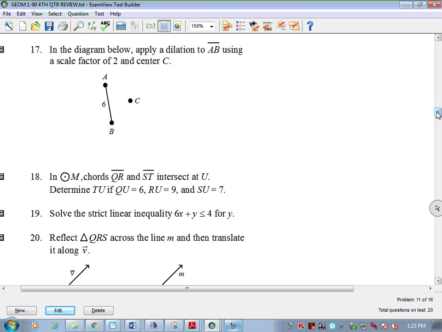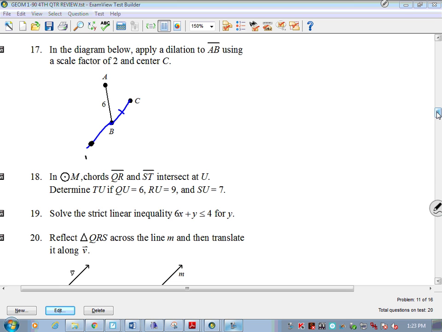In the diagram below, apply a dilation of AB using a scale factor of 2 and center C. I'm going to help you out with this one too. If we had a ruler, this would be a little bit easier to do, but we don't. We're going to find whatever this distance from C to B is, and we're going to continue that distance on out. That same exact distance, so probably right about in there.